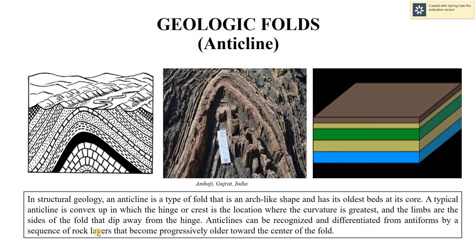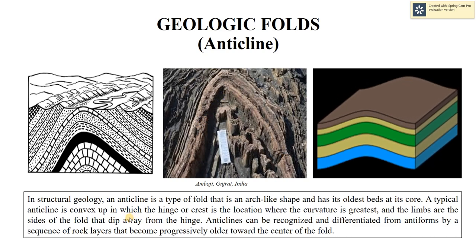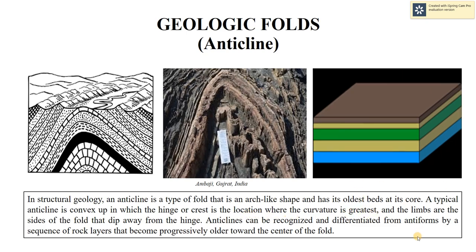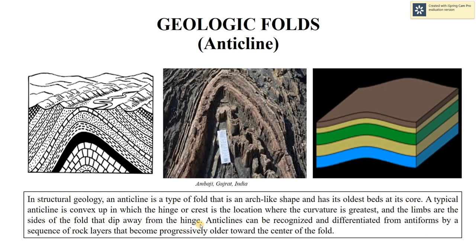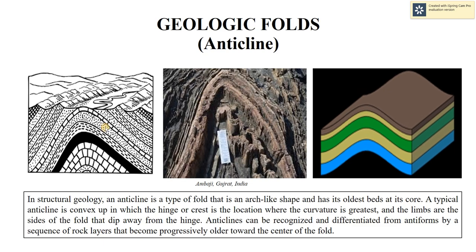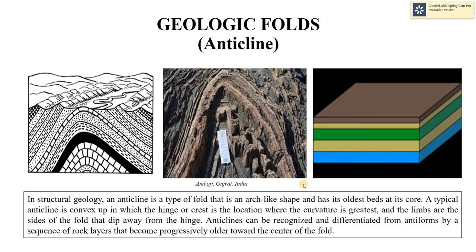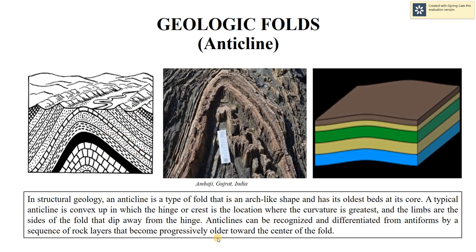Now, a typical anticline is convex up. You can see it's convex up, and the hinge or the crest is located where the curvature is the greatest. The limbs are the sides of the fold, and the dip is always away from the hinge. Okay. Now, if we look at this picture, we can see the dip of the tilted bed, and also the strike. This is very relatable now.